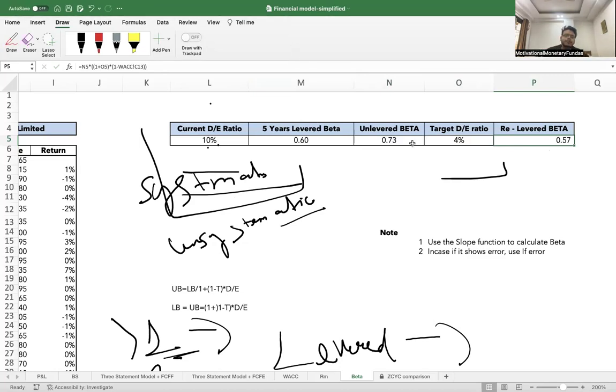So the first thing is whatever is my historical debt to equity ratio, I need to ignore that. I need to remove that from my current beta. I need to unlever my beta and relever my beta once again to have that target debt to equity ratio. And that is why I'm saying reading, understanding management conference calls, commentaries is very important.